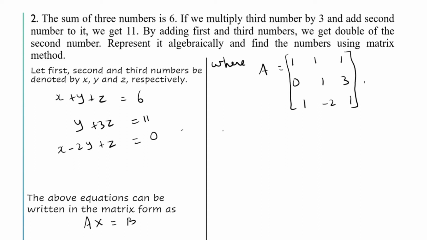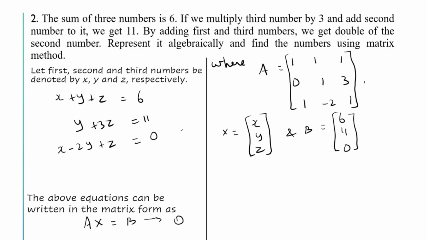X is the variable matrix. X is equal to x, y, z, and b is equal to the matrix containing the constant terms 6, 11, 0. Let us mark this as equation 1. Now we can pre-multiply both sides by A inverse.